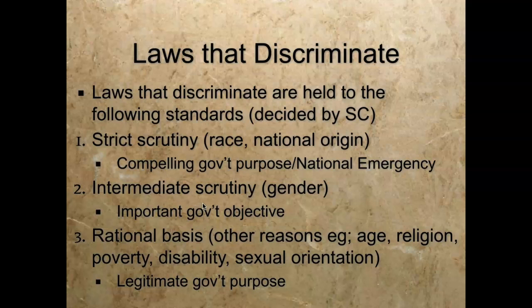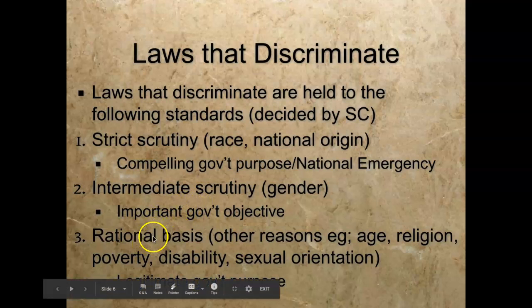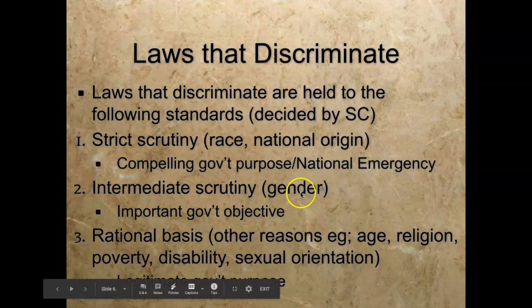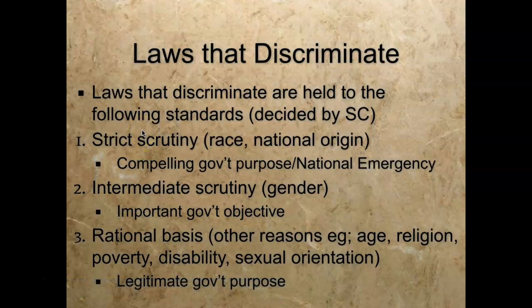Laws that discriminate on the basis of other characteristics like religion, disability, age, poverty, sexual orientation are subject to some kind of scrutiny between rational basis and strict. Generally, when the court strikes down such laws, it does so using the rational basis standard because they say there is no legitimate government purpose for these classifications, for these types of laws.